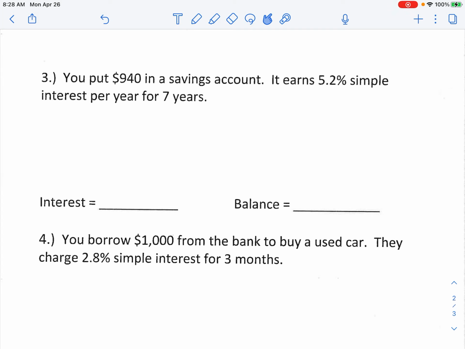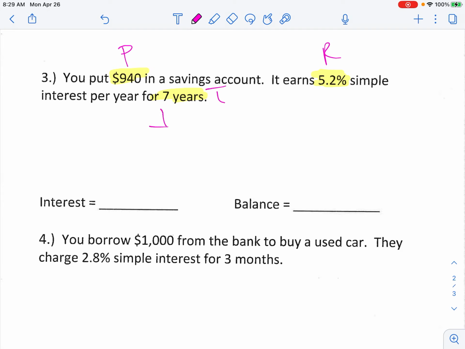Number 3, you put $940 in a savings account. It earns 5.2% simple interest per year for 7 years. Okay, so I see $940, put it into the savings account, that's a deposit, 5.2% simple interest for 7 years. So I'm going to label, I've got my principal, my rate, and my time.